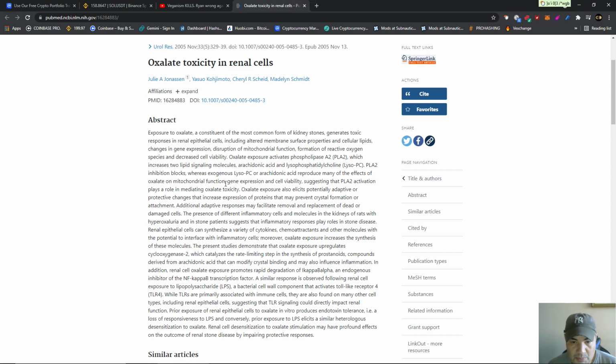Oxalate exposure also elicits potentially adaptive or protective changes that increase expression of proteins that may prevent crystal formation or attachment. Of course, now that the oxalates are in there, they're going to trigger something from the liver. I believe it's an enzyme from the liver to dissolve those oxalates, the raphides. Additional adaptive responses may facilitate removal and replacement of dead or damaged cells. So now that the oxalates have done their damage, the body's going to respond by trying to fix it.